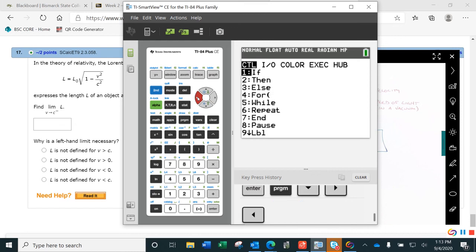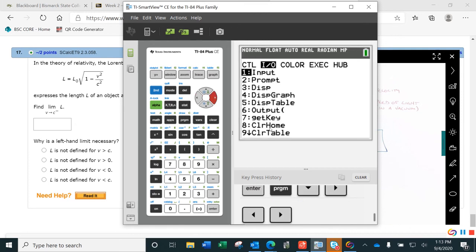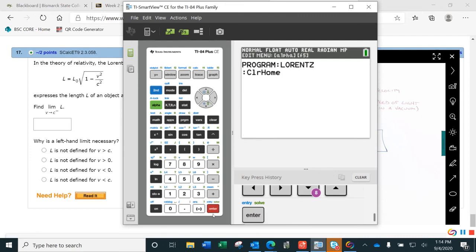So notice you can arrow right and left and look through. Here's a clear home on number 8. You can push 8 or you can arrow down to it, whatever you want to do. Let's make that our first command and then hit enter. Now we need to see that colon here, so we're going to declare another line of code. And a good line of code right now would be for the user to input L and V.